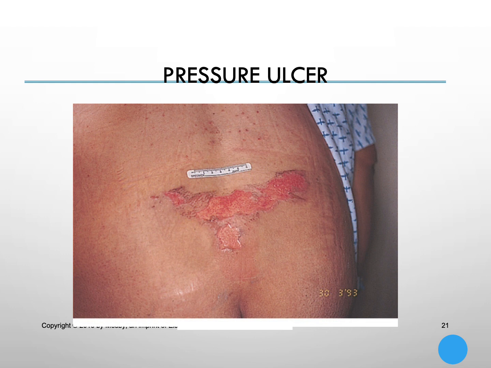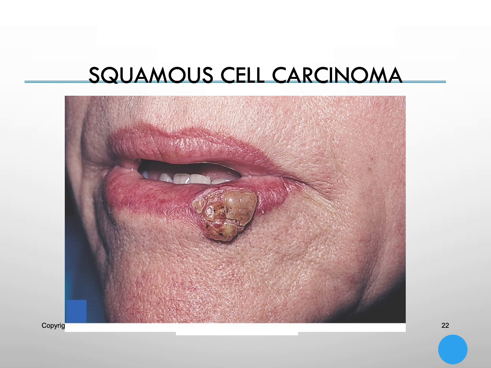Here is an image of a pressure ulcer. This is just near the tailbone here. And this is a common area because there's not a lot of fluff there or a lot of adipose. And so those bony prominences are pushing on the subcutaneous tissue and between whatever the person is laying on. And then here we see a squamous cell carcinoma.